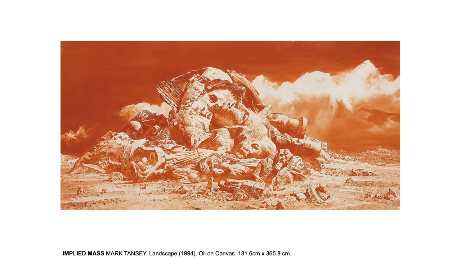This is a painting in which all these ancient recognizable statues and sculptures and huge monuments and landmarks are all piled on each other. The Sphinx and the head of Constantine and all that. And so this is implied mass because it's a painting.